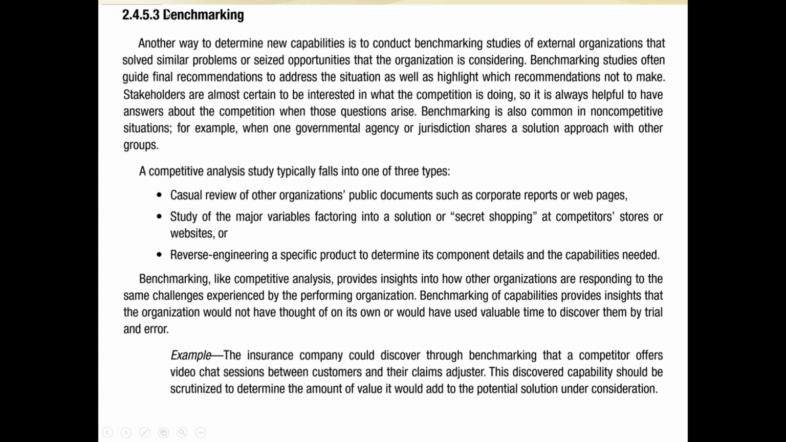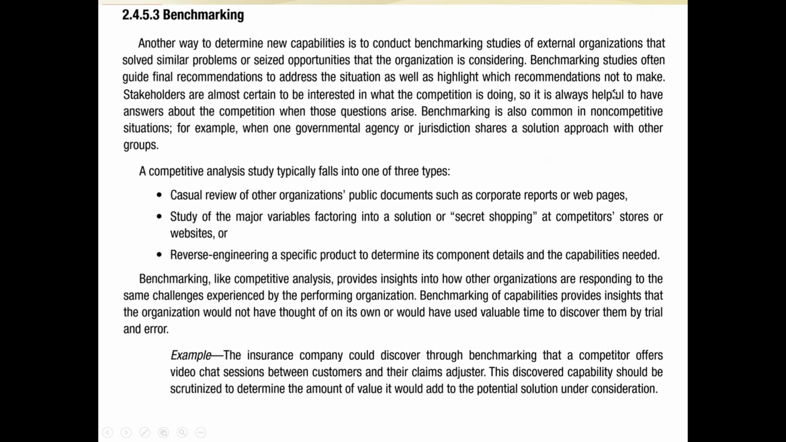Benchmarking, we have already talked about it, but let's talk more. Another way to determine new capabilities is to conduct benchmarking studies of external organizations. How are they solving their problems? That solve similar problems or seized opportunities that the organization is considering. Benchmarking studies often guide final recommendations to address the situation as well as highlight which recommendations not to make.